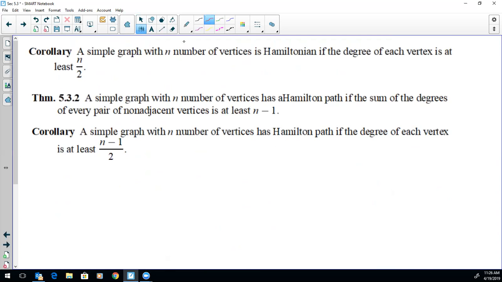Okay, that's all we're going to do in section 5.3, and we'll have one more video to look at.